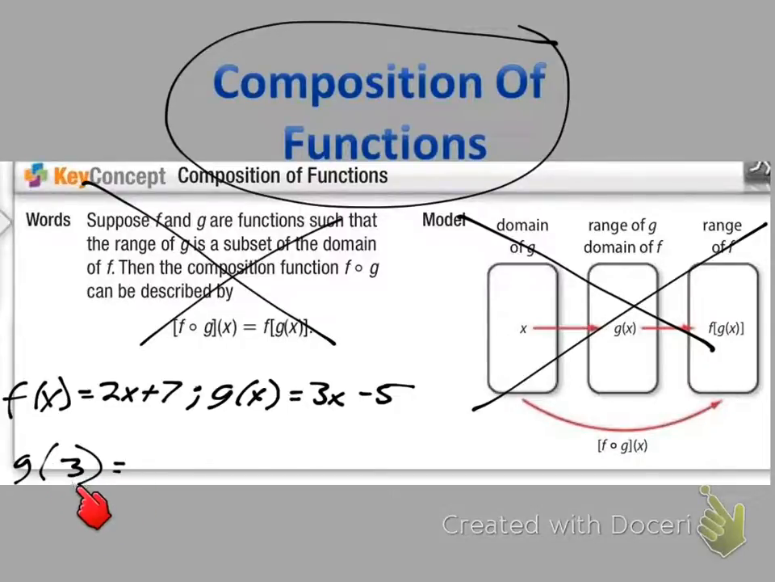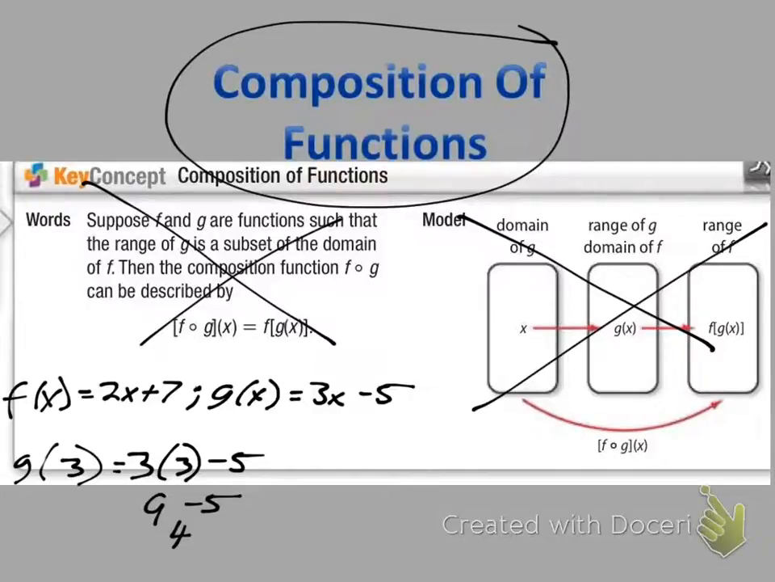What do you do with this 3? Don't you gotta plug it in? Plug it in for x in g. You plug 3 into the x in g. So right there. Okay. So 3 times 3 minus 5. 3 times 3 is 9. 9 minus 5 gives you 4. Not news, right? That's old stuff. Last chapter stuff, to be honest.